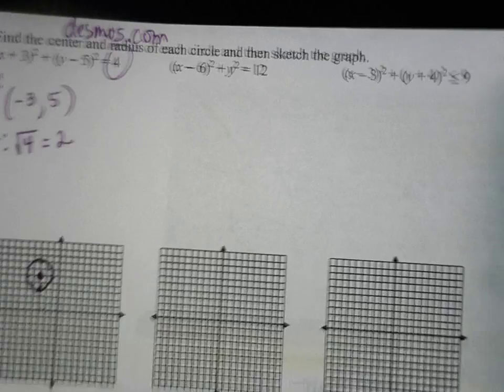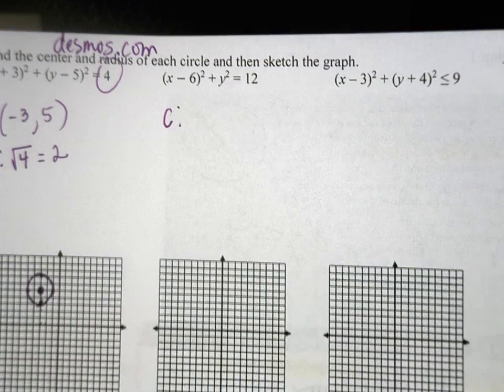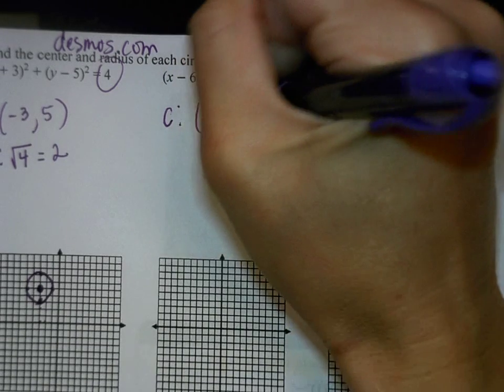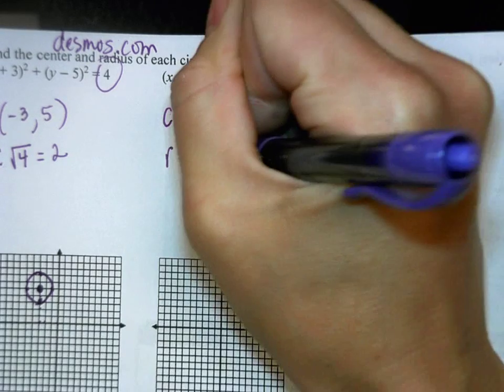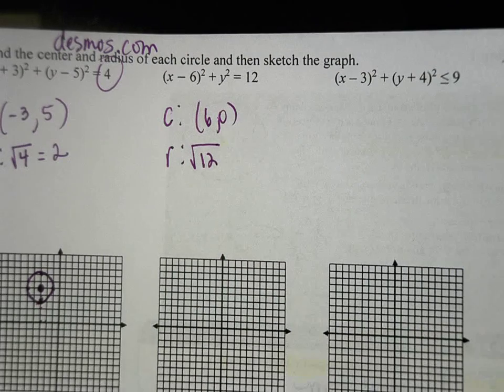Okay. Next one. Starting with my center. Very good. The center is 6, 0. And for the radius, it's the square root of 12. How are you going to simplify that, though? I would break it down. So the exact answer is 2√3.